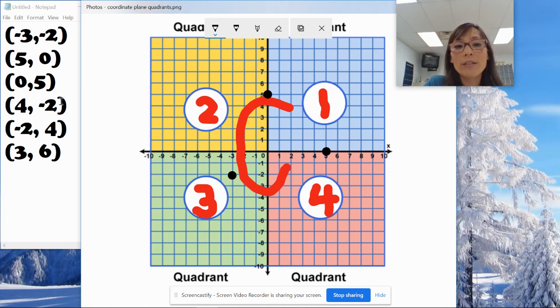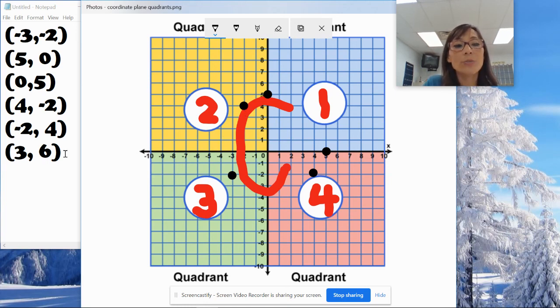Let's look at 4, -2. 4 tells me to go right 4 spaces and then down 2 spaces. I plot my point there, and I find that I am in quadrant 4. Let's look at -2, 4. I start at the origin and I'm going to go left 2 spaces and up 4 spaces. My point ends up being right there. I am in quadrant 2.